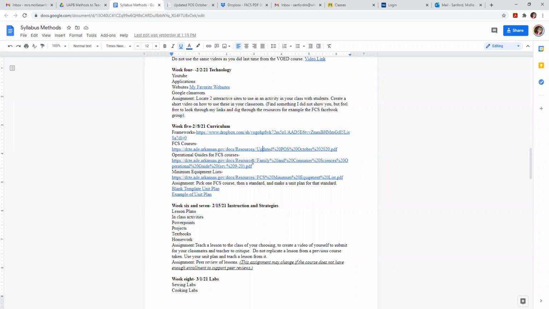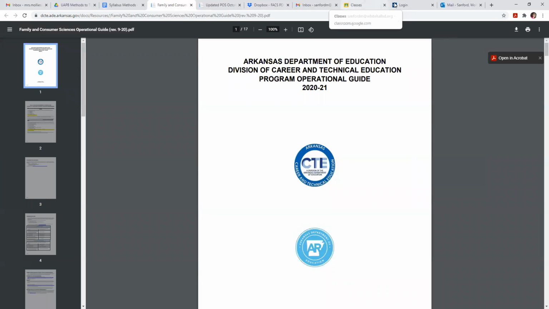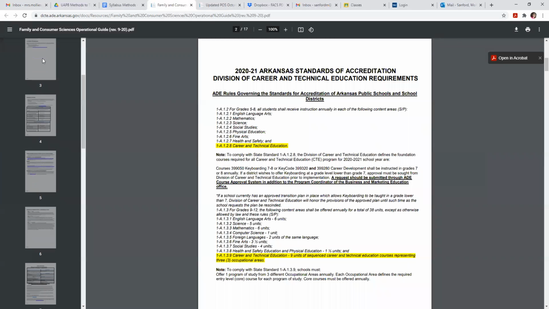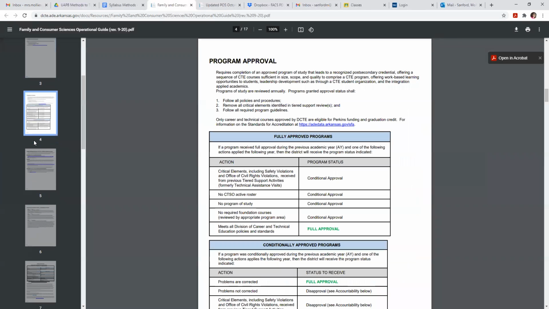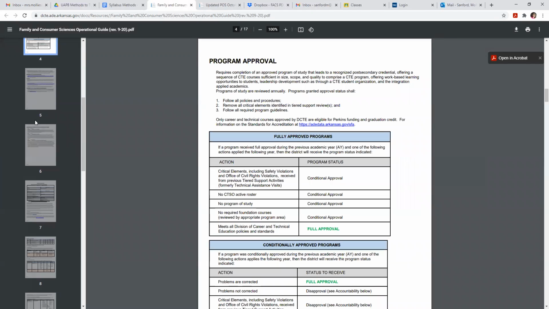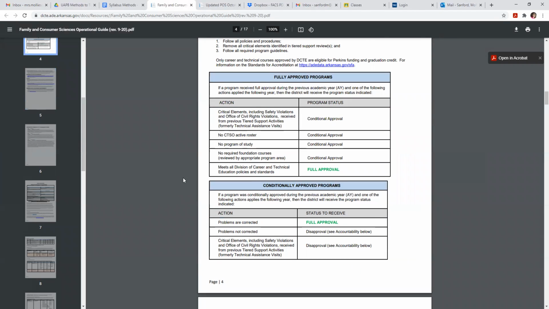Next thing, operational guides for FCS courses. I'm not going to go through this whole thing. Just want to show you the important stuff. If programs are to be offered at your schools, they have to meet all of these. It's like a checklist they have to have. And if they have everything, then they're on this checklist and they're fully approved.